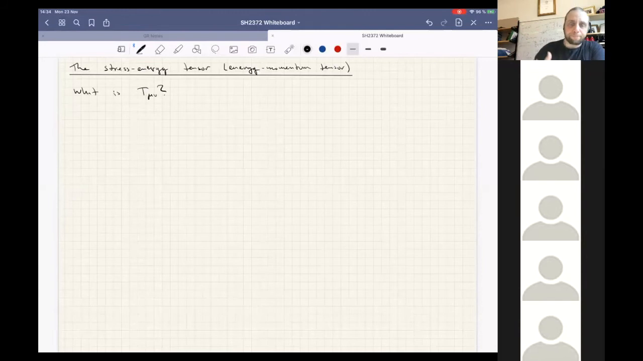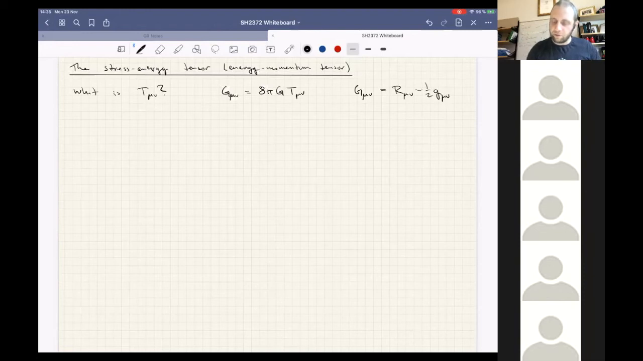So if we look at the Einstein equations, we had essentially that G mu nu was 8 pi G multiplied by T mu nu, where G mu nu here was this Einstein tensor. So G mu nu is equal to the Ricci tensor minus 1/2 G mu nu multiplied by the Ricci scalar.